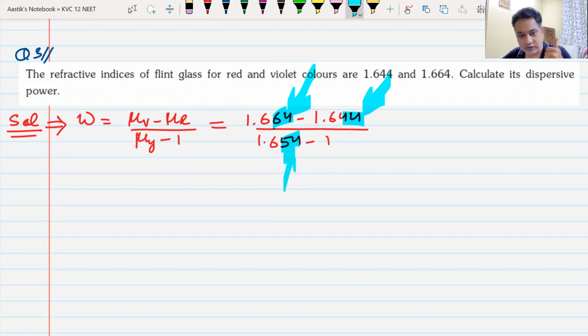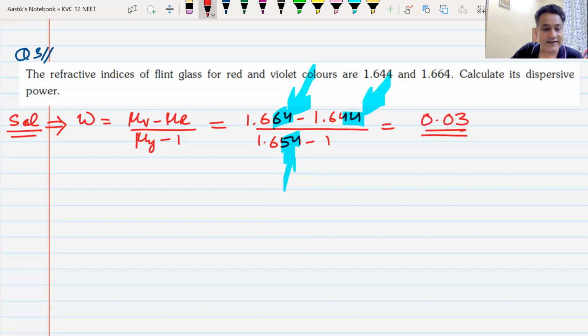Mean is 54. Got this? Yes, sir. Then it is very simple. You just have to divide it and I think you will land up with 0.03 answer. We understand this? Yes, sir. Can you move ahead with the next thing?